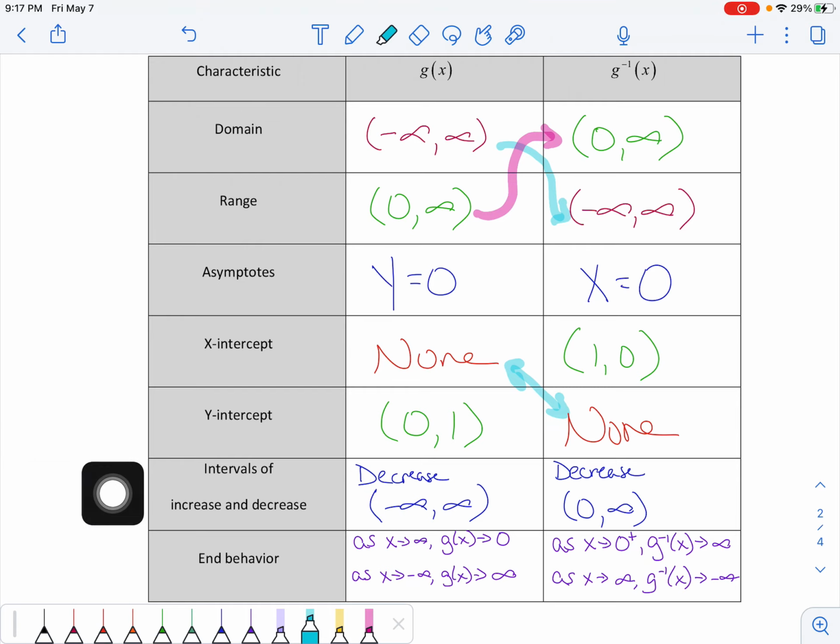If your exponential function is increasing, your logarithmic function will also increase. If it's decreasing, it's decreasing. And then end behavior, you're going to switch the x's and the function values.